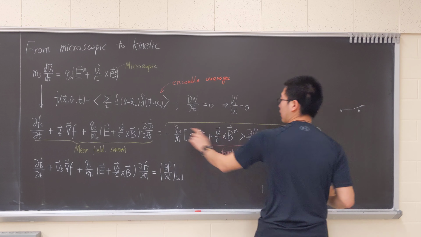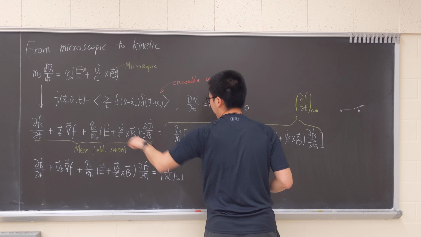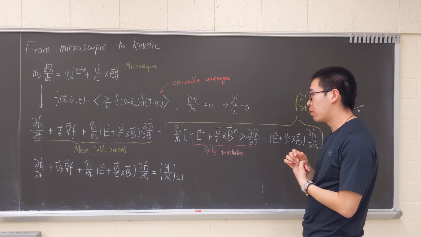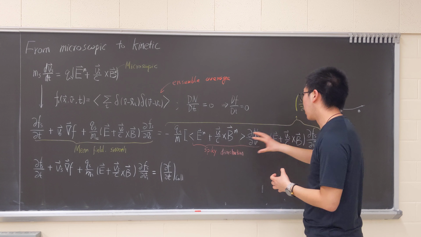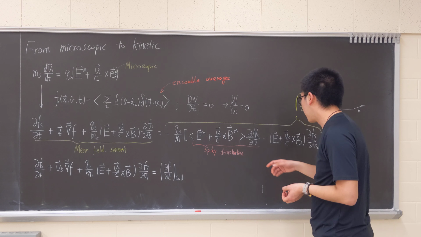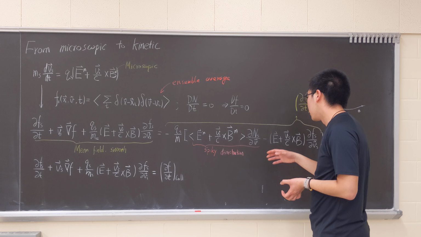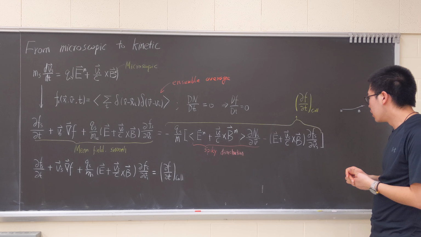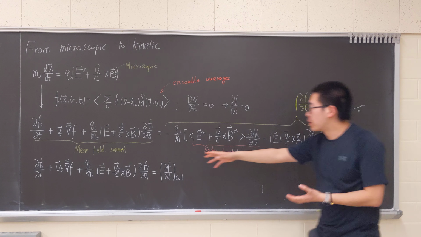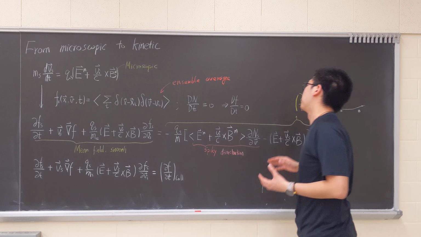Basically, this goes to zero. This is a microscopic field, but it will be extremely hard to calculate it. We just absorb all of the microscopic behavior into the right hand side. So you can think that this field is more smooth. This field is more spiky.